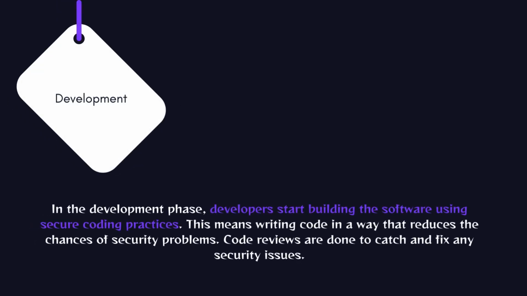Development. In the development phase, developers start building the software using secure coding practices. This means writing code in a way that reduces the chances of security problems. Code reviews are done to catch and fix any security issues.